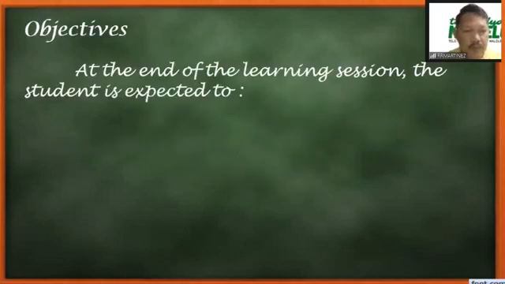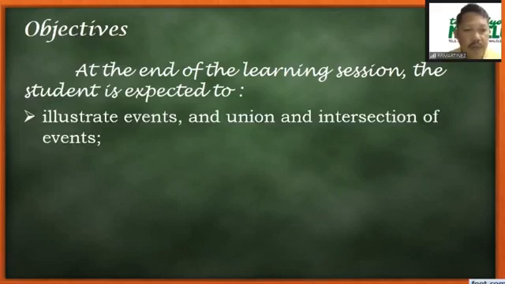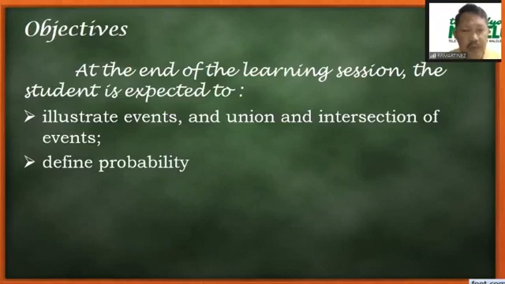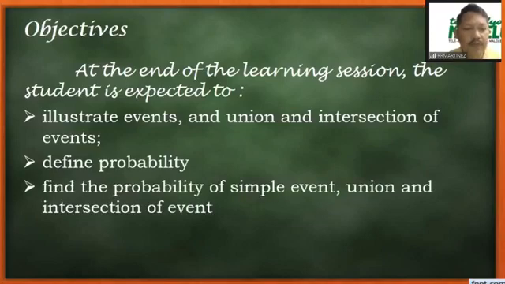Our objectives at the end of the learning session: you are expected to first, illustrate events and union and intersection of events. Second, define probability. Third, find the probability of simple event, union, and intersection of events. Now, let us proceed to the definition of terms.